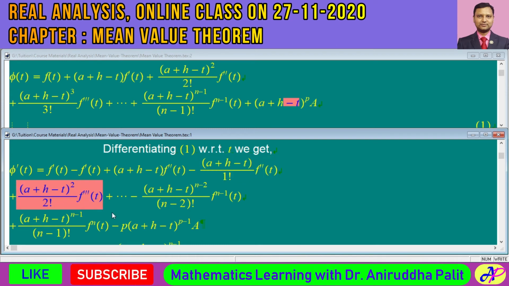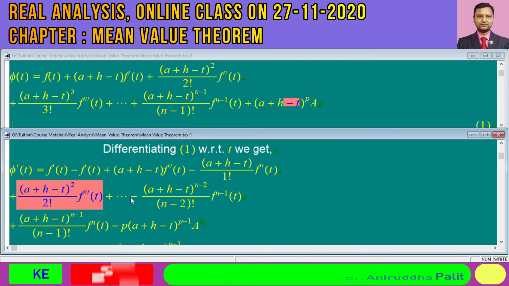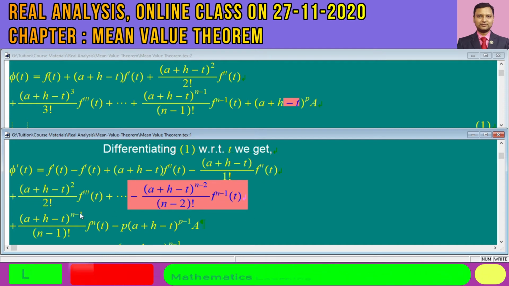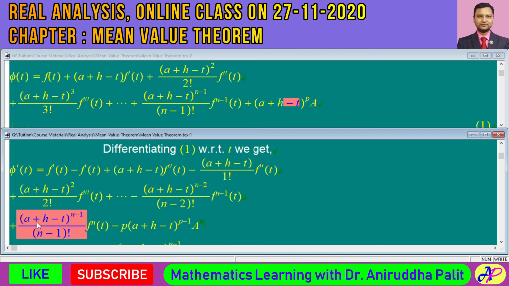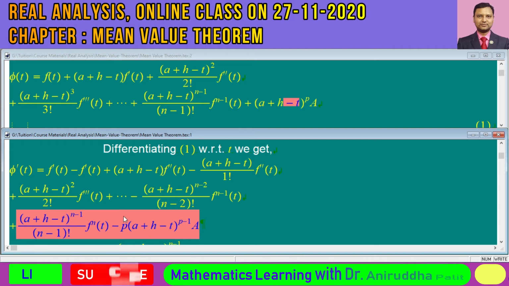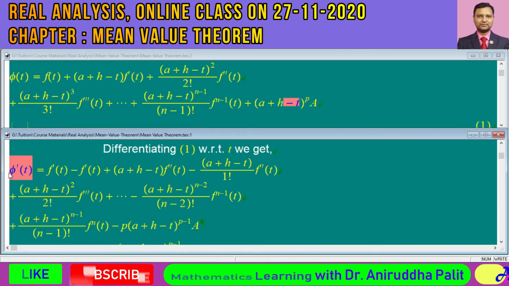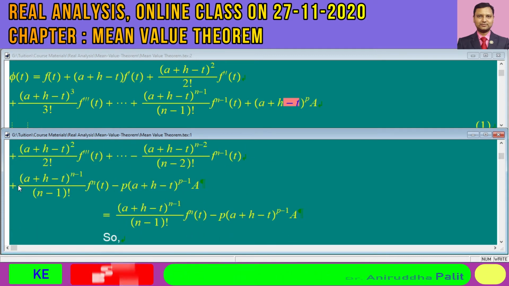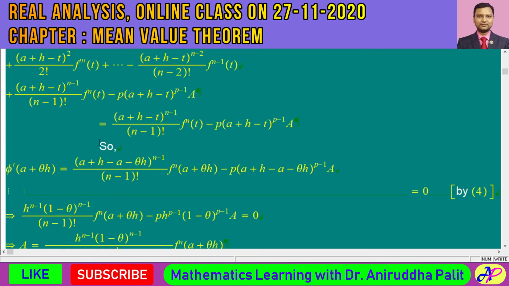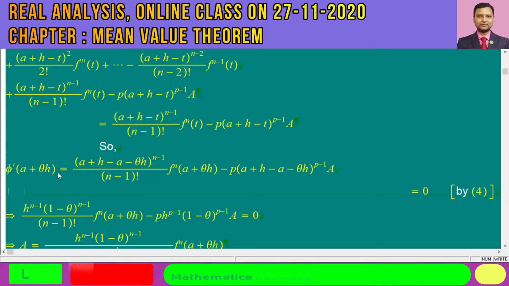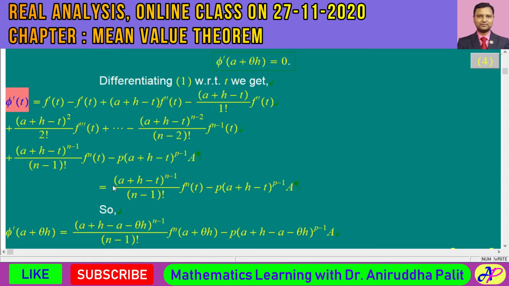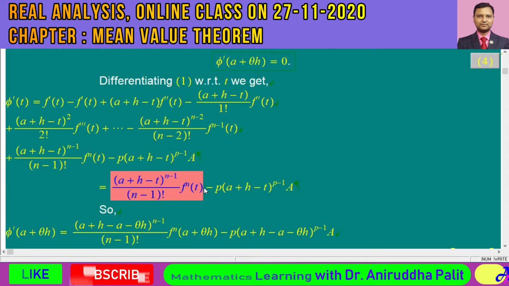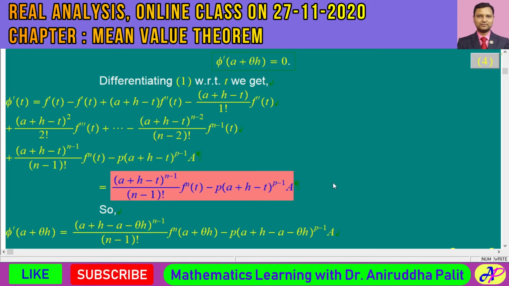This expression will get cancelled with the immediate next expression. This expression will get cancelled with its immediate previous term. Okay, so ultimately we will have only these two terms in the expression of phi dash t. So next we write that this phi dash t is equal to this term minus this term. So these last two terms would appear in the expression of phi dash t.